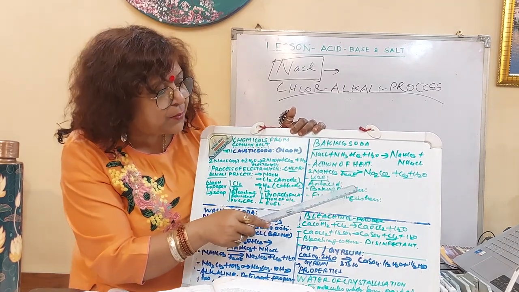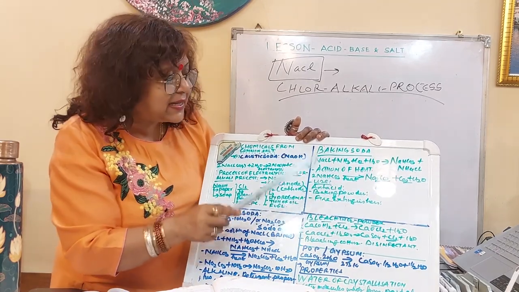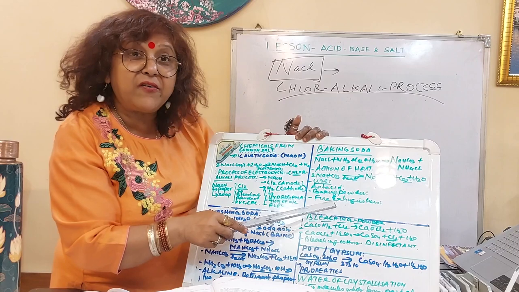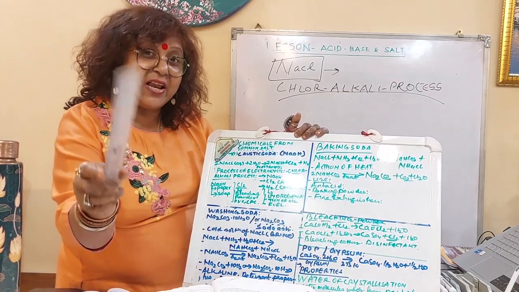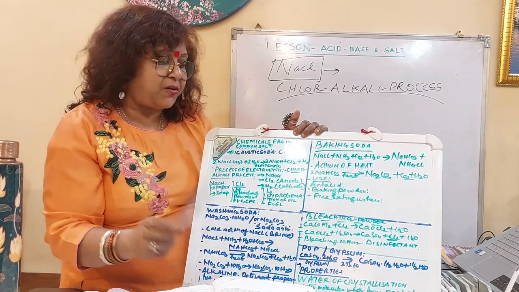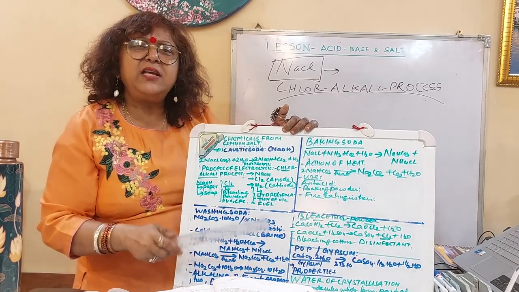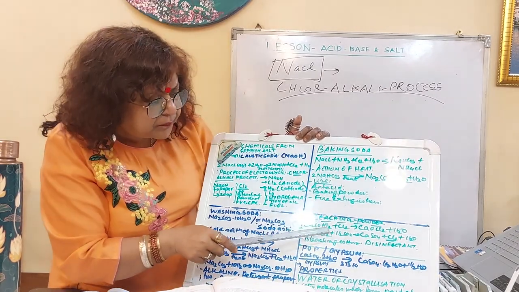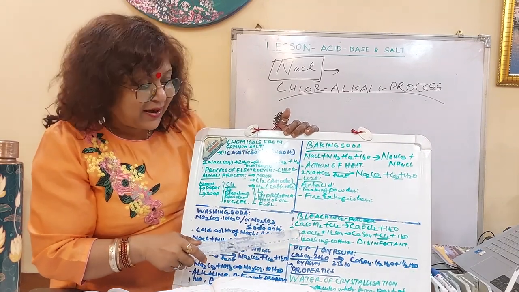Okay, so this was about baking soda. It is used as an antacid and also for fire extinguishing. You can test it: if fire is there, you can see how you can extinguish the fire. The next salt which is given in your book is bleaching powder. Now what are the reactions here?